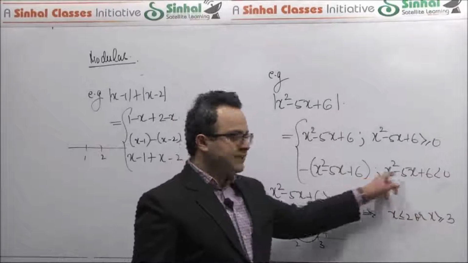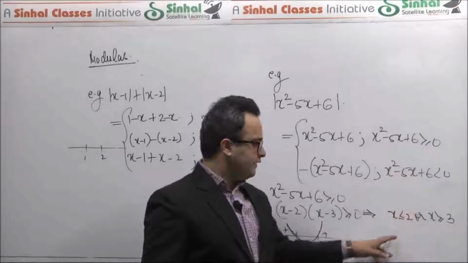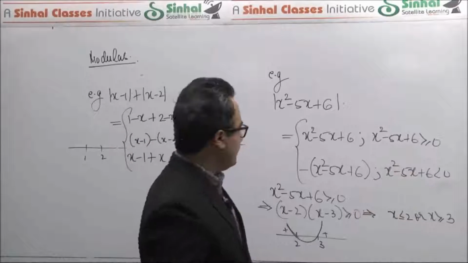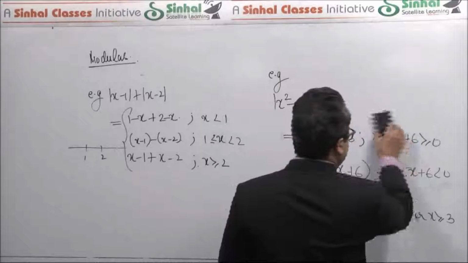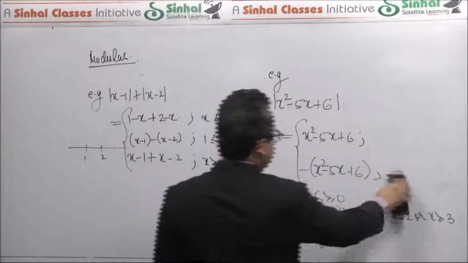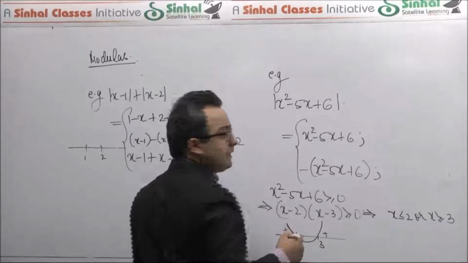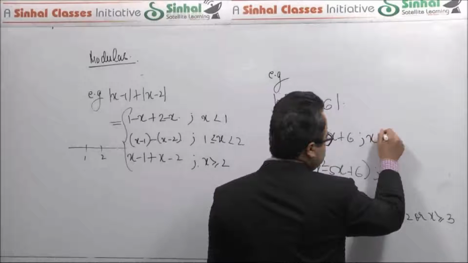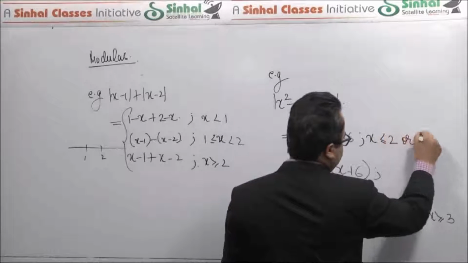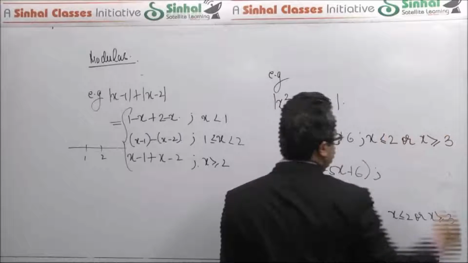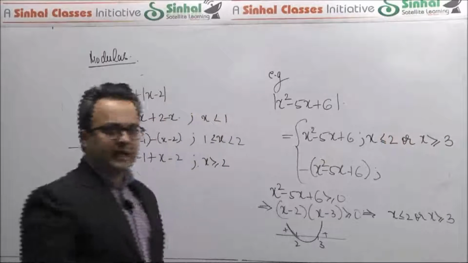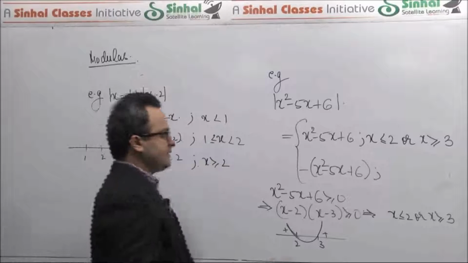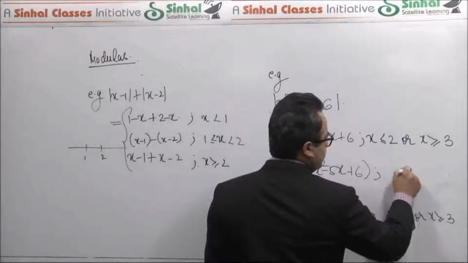And similarly, x square minus 5x plus 6 will turn out to be less than 0 if x itself lies between 2 and 3. So I can now finally reduce this definition to saying that mod of x square minus 5x plus 6 will be x square minus 5x plus 6 if x is less than or equal to 2 or if x is greater than or equal to 3. And mod of x square minus 5x plus 6 will be minus of x square minus 5x plus 6 if x itself lies between 2 and 3.